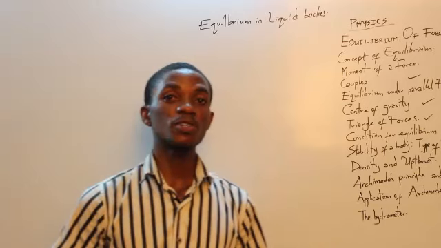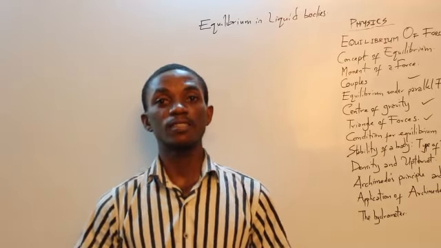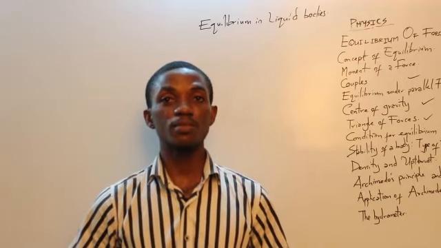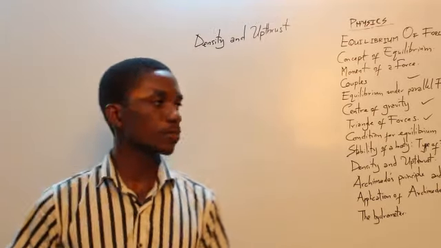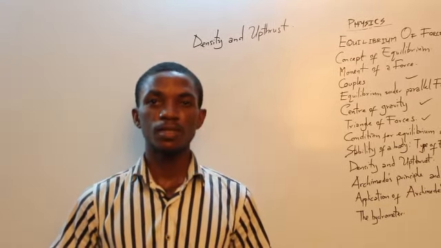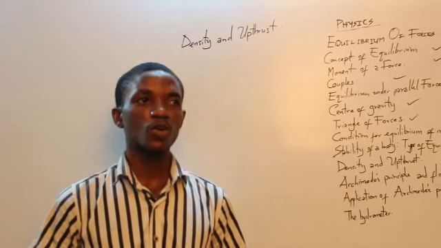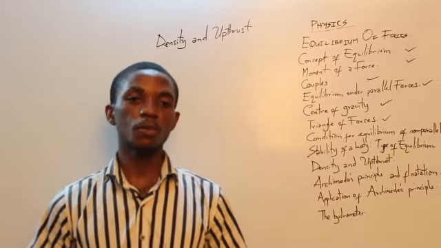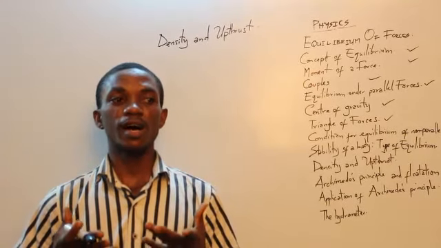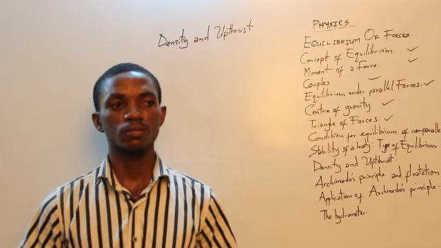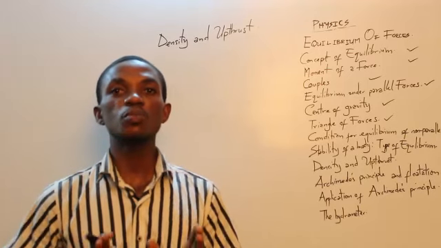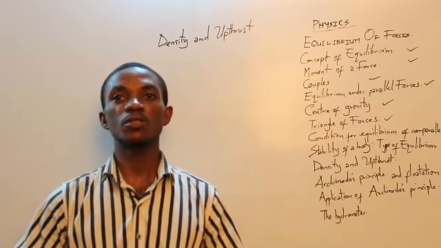One of the major principles applied when it comes to equilibrium in liquid bodies is the Archimedes Principle, density and upthrust. So when it comes to density, what do we mean? And when it comes to upthrust, what do we mean? Let me start from upthrust. Upthrust is the force which a fluid uses to push against substances that try to come into it.